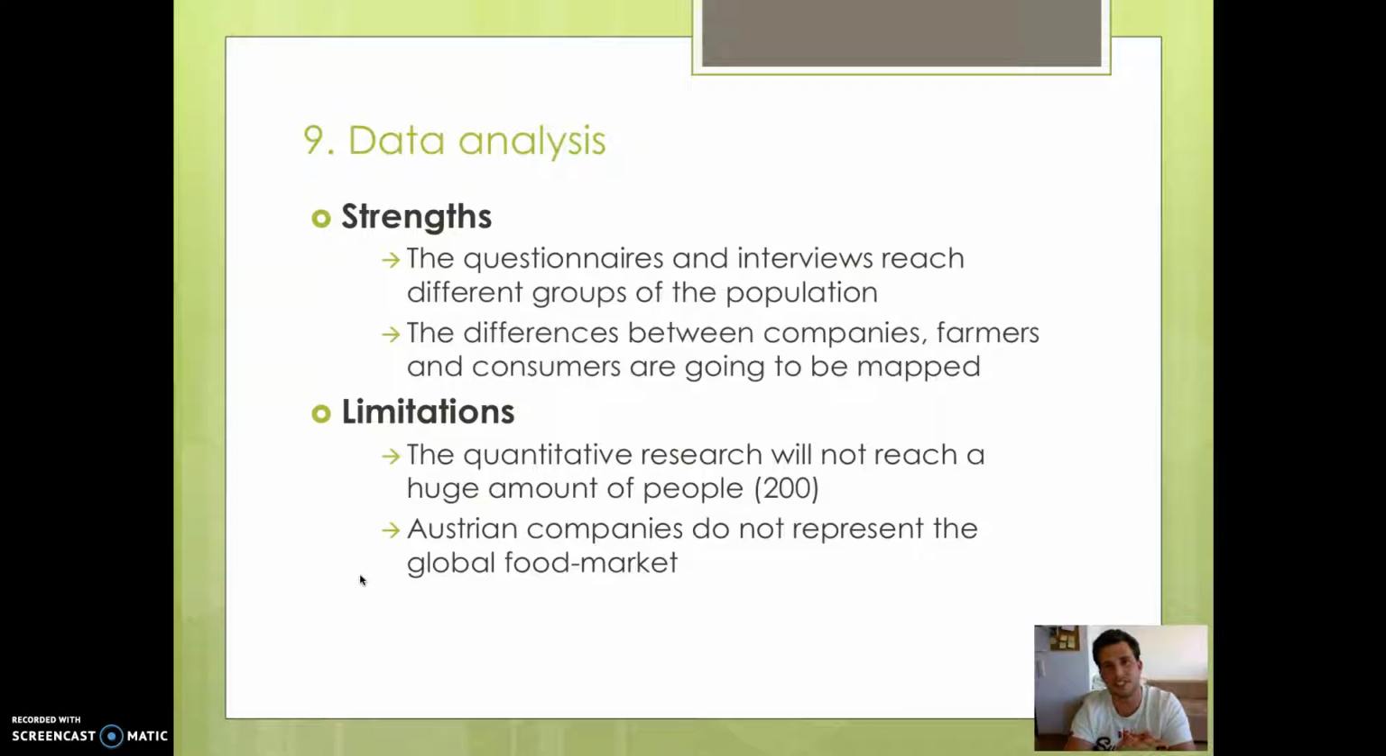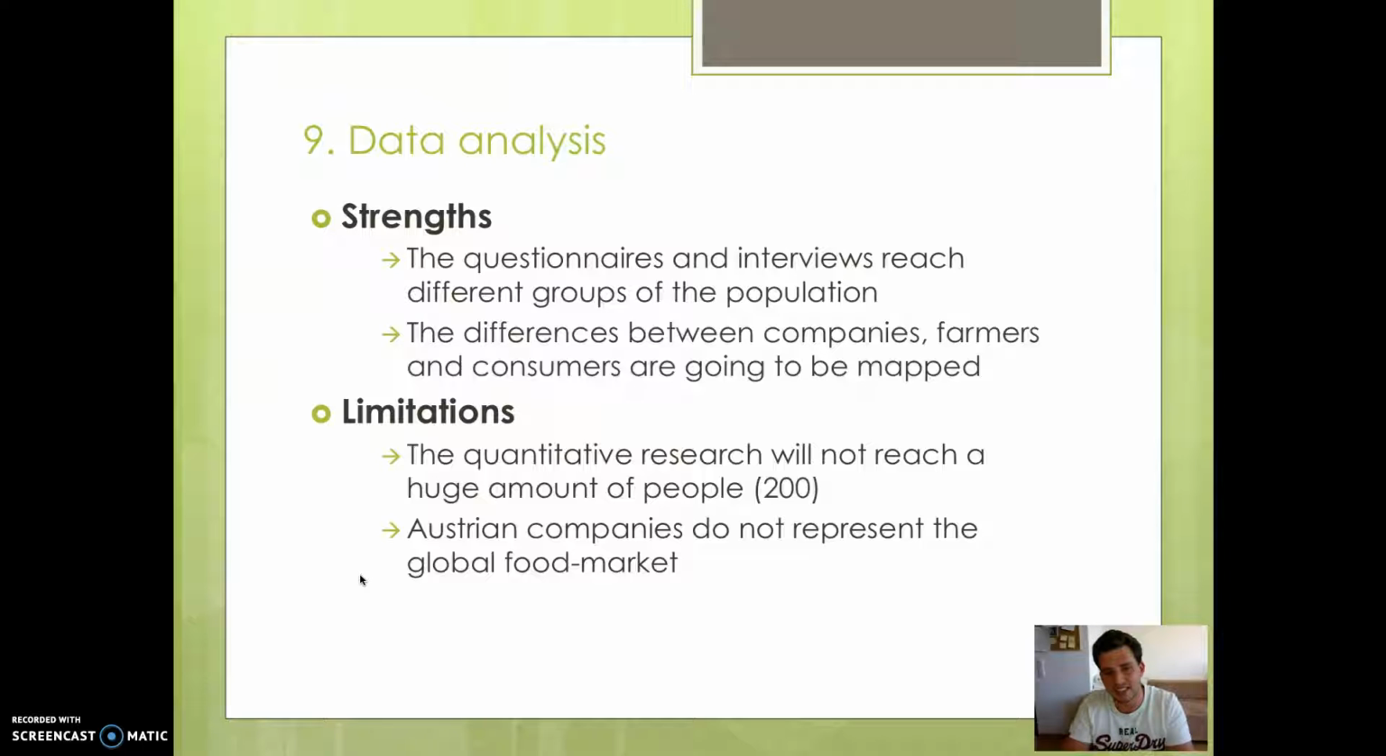The limitations that my research strategy provides me, unfortunately, are that the quantitative research will not reach such a huge amount of people. I mean, 200 people is not a lot, but I cannot really carry out a bigger survey, as it's going to be really hard to figure out a proper result when I ask more than 200 people. And I will also have to find really Austrian companies that are representing the global food market.